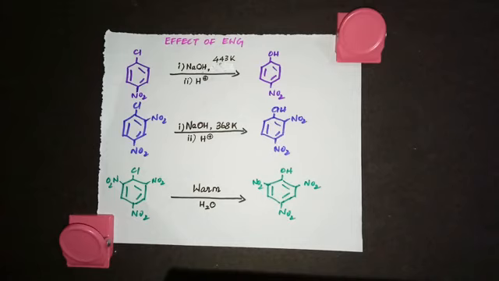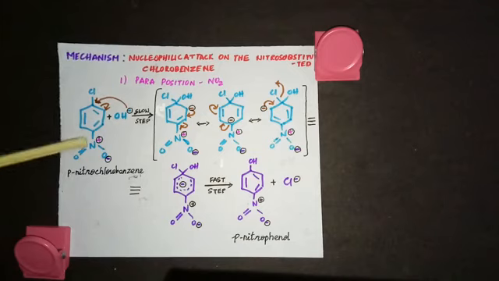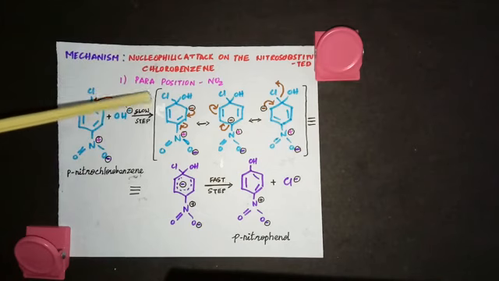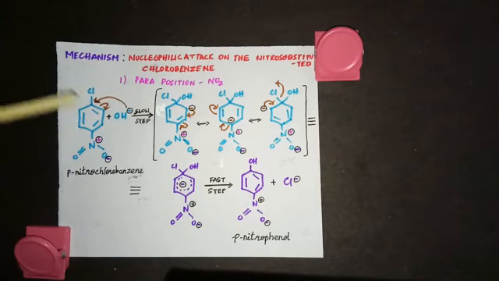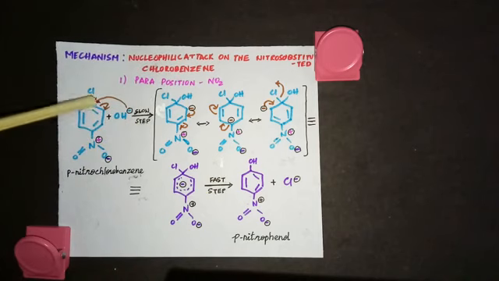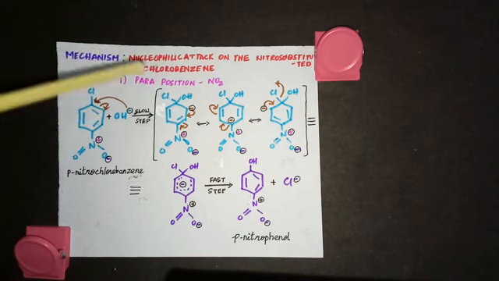Now we will try to understand by looking at the mechanism of these reactions. So we are taking para nitrochlorobenzene, which means a nitro group is present at the para position of chlorobenzene. This is not as difficult as it looks. It's very simple to understand. Now look at this. We are treating this compound with a nucleophile. So the first step is a slow step. What happens? This OH minus attacks this carbon. So this pair of electrons comes here on the carbon.